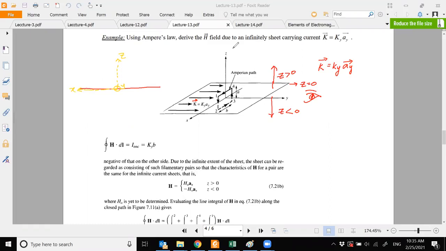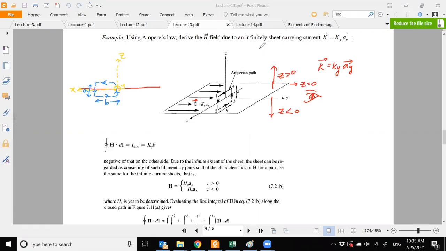Then what I am doing is putting a hypothetical Amperean loop here. I can put it anywhere, so according to this one, we have put it here. And then we are applying Ampere's law. So this height is a, this is a, and this is b.